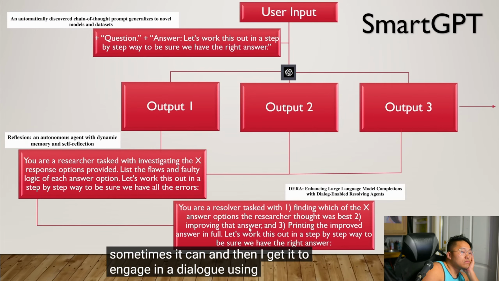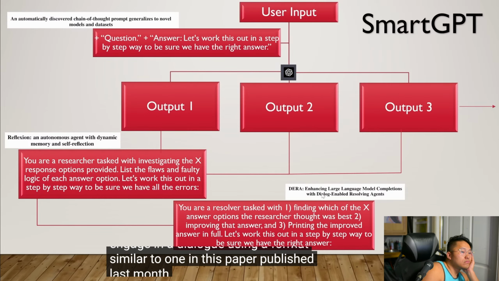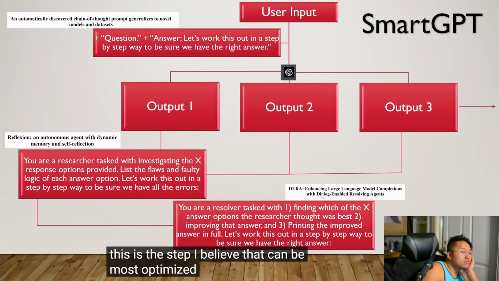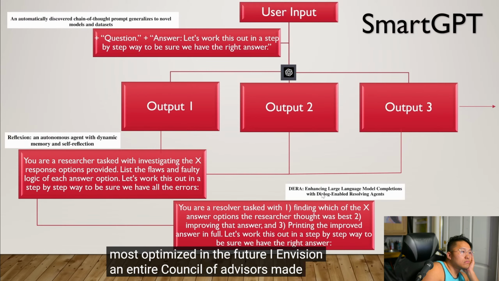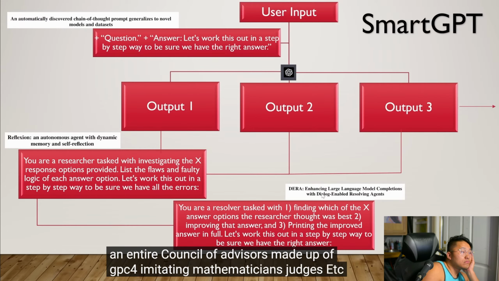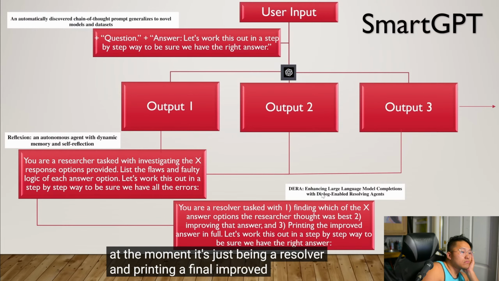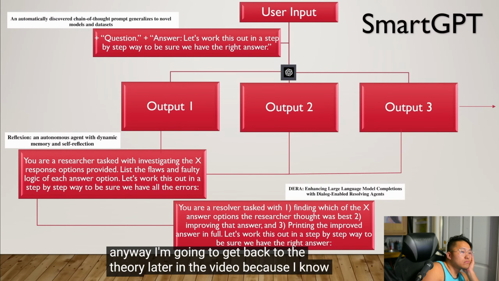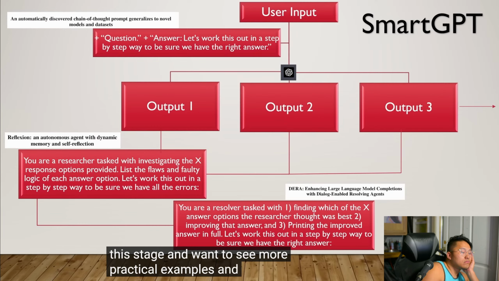I get it to engage in a dialogue using a format similar to one in this paper published last month. It's a short dialogue, and this is the step I believe can be most optimized. In the future, I envision an entire council of advisors made up of GPT-4 imitating mathematicians, judges, etc. At the moment, it's just being a resolver and printing a final improved output. Anyway, I'm going to get back to the theory later in the video, because I know some of you will be getting bored at this stage and want to see more practical examples and the results from my benchmark tests.